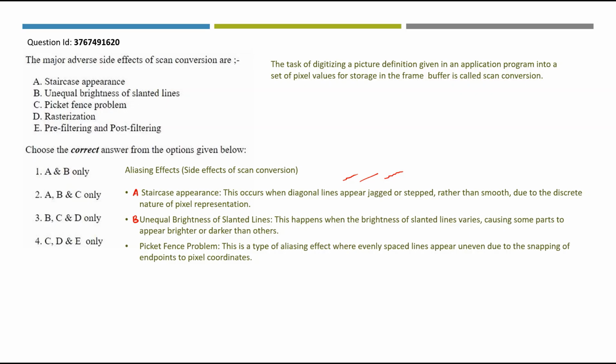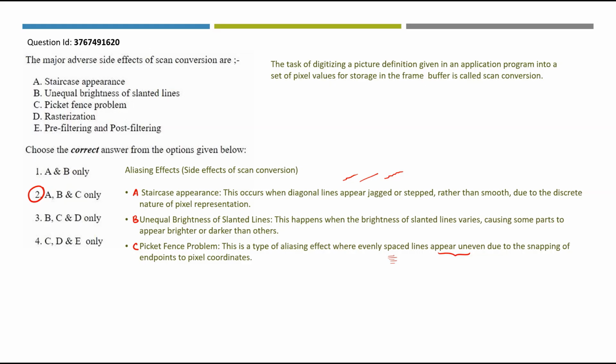Next side effect is picket fence problem. This is a type of aliasing effect where evenly spaced lines appear uneven due to the snapping of endpoints to pixel coordinates. You can take evenly spaced lines, but they do not appear even is what they say. They appear uneven. So this particular problem is picket fence problem. It is available in C. So we have 3 side effects here. A, B and C. They are available in option number 2. Option 2 will be the right answer.